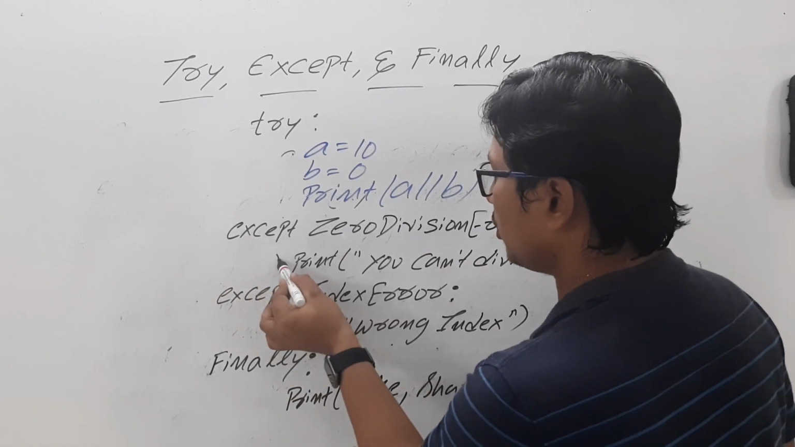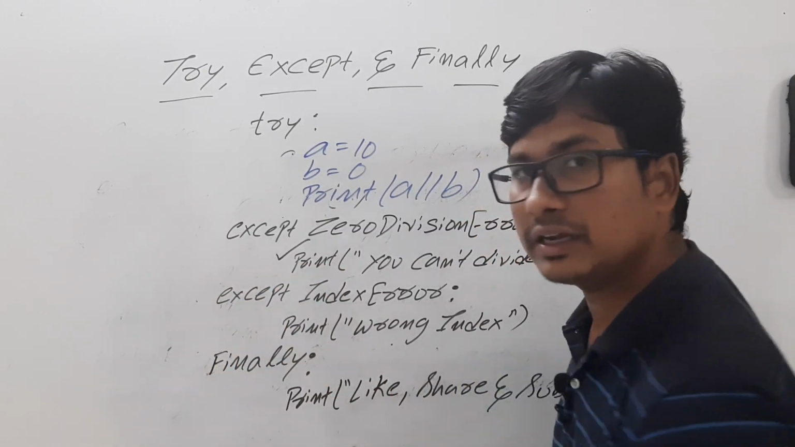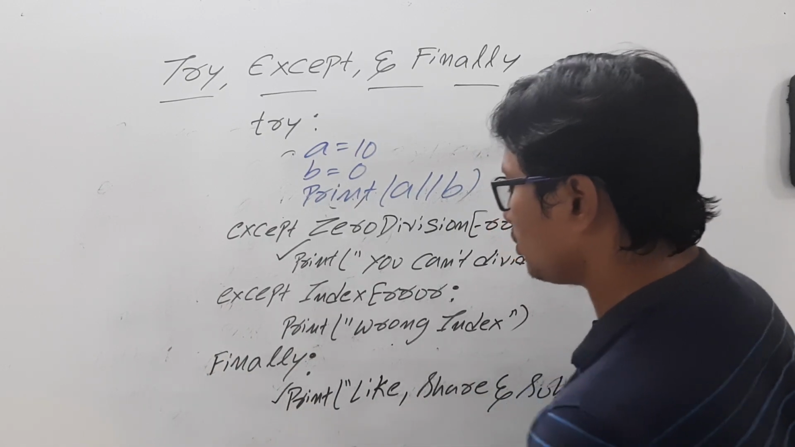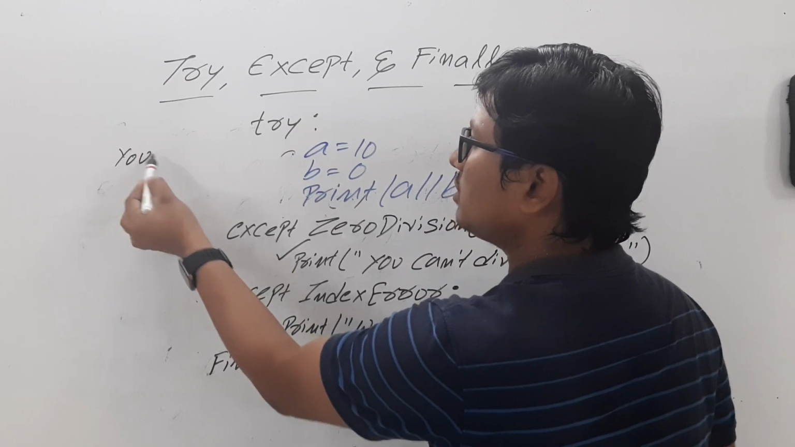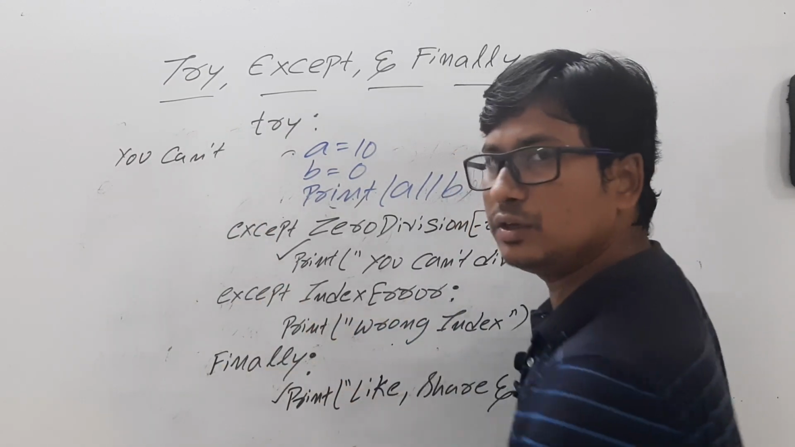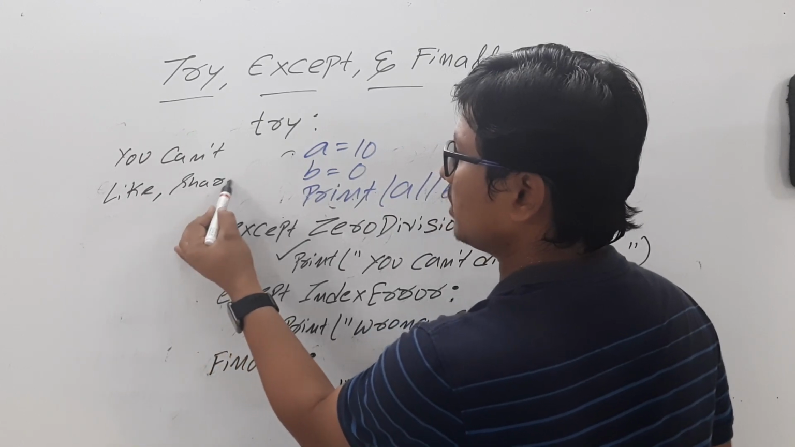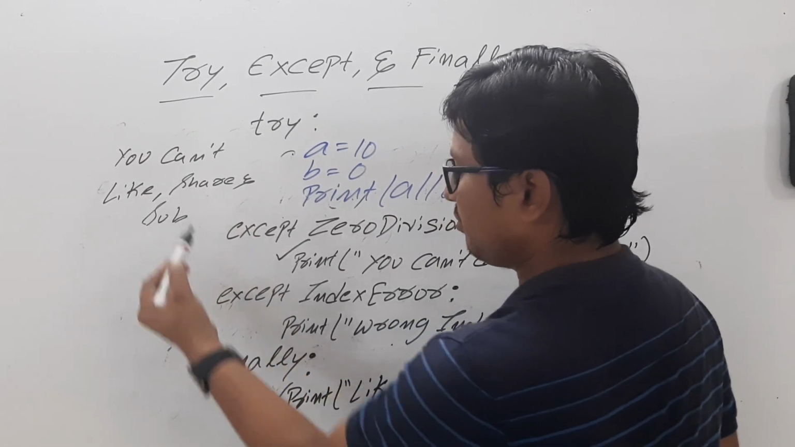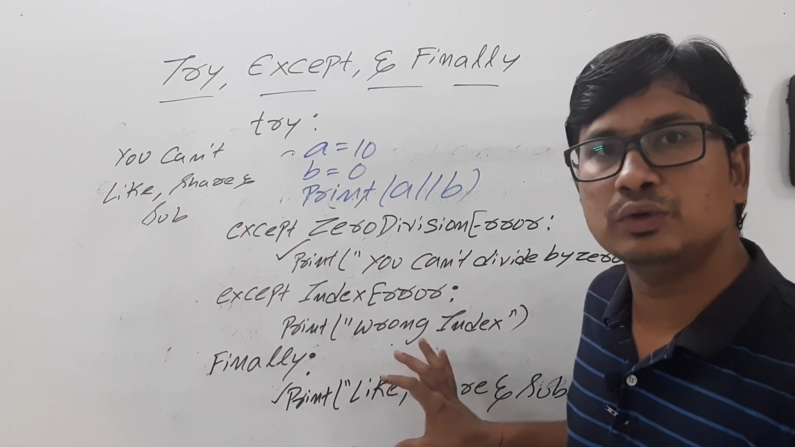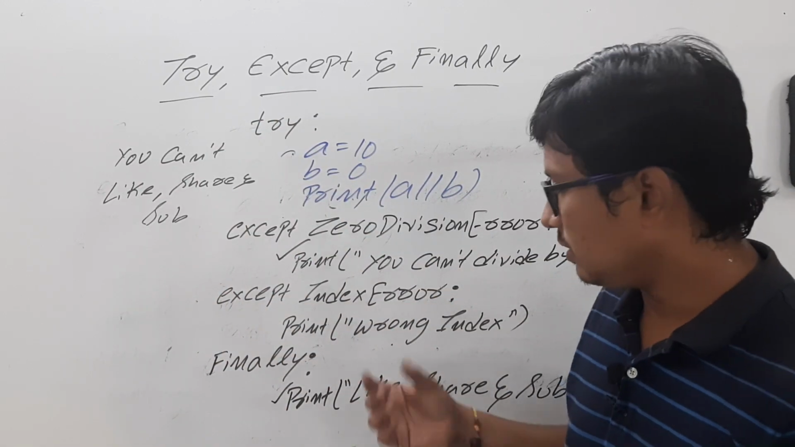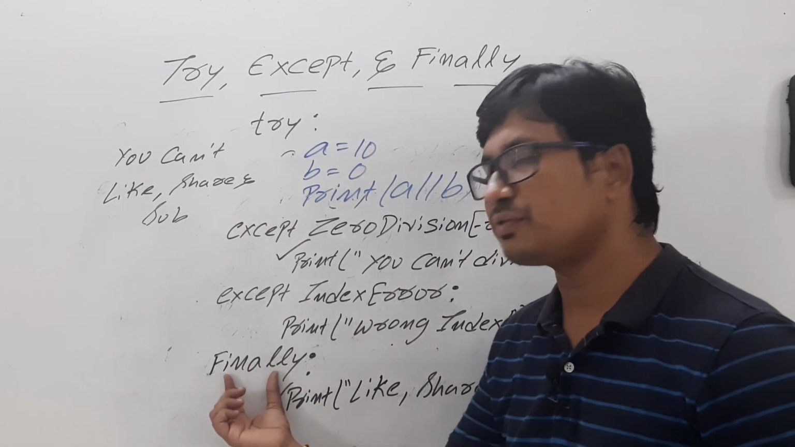So you will get this output: you cannot divide by 0. However, the other exception will not occur, but you will also get this output, like, share and subscribe. So you will get two outputs: you cannot divide by 0, and another one, like, share and subscribe. So the point of finally here is, after this entire thing, whatever you want to do, you can perform here. That is why it is called finally.